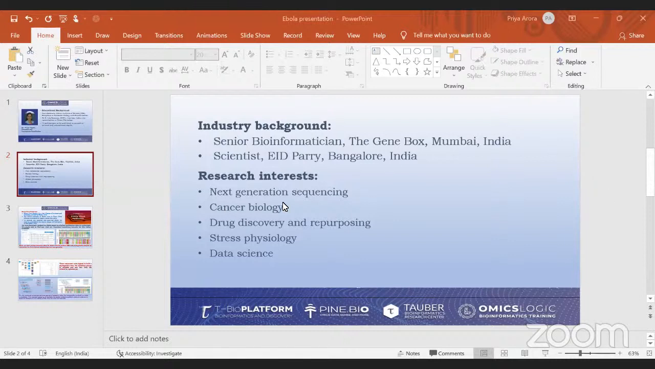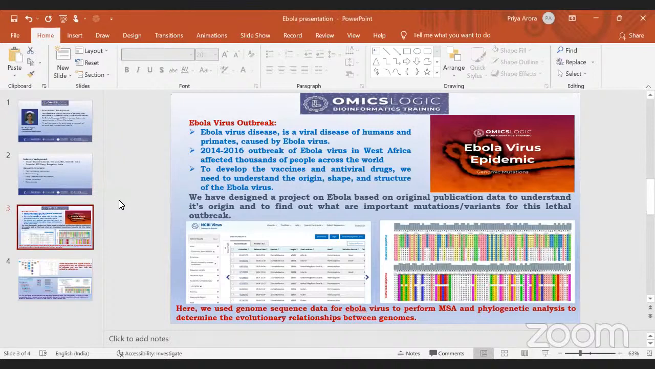Regarding my research interest, it is in next generation sequencing, cancer biology, drug discovery and repurposing, stress physiology, and data science. So I'll be talking about the Ebola virus outbreak. So we all know about the 2014-2016 outbreak of Ebola virus, which occurred in West Africa, and it affected thousands of people all across the world.